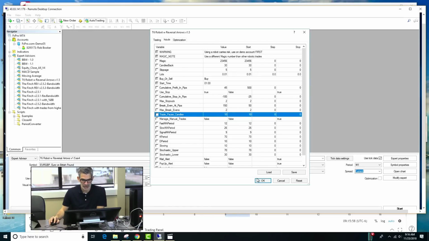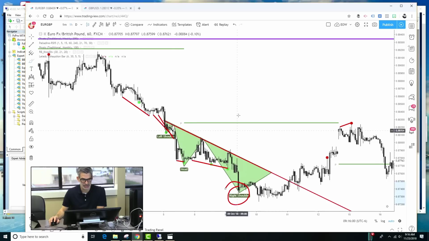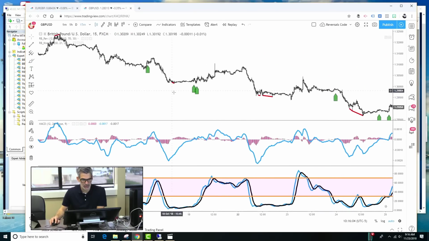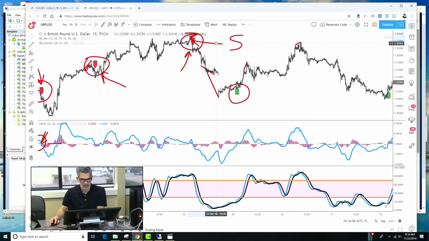I'll go back over here to the screen. What the robot is now saying is, okay, I know that I can start trading here because you told me I could start on this date and time. If I see a reversal arrow, I'm going to start trading, selling or buying.